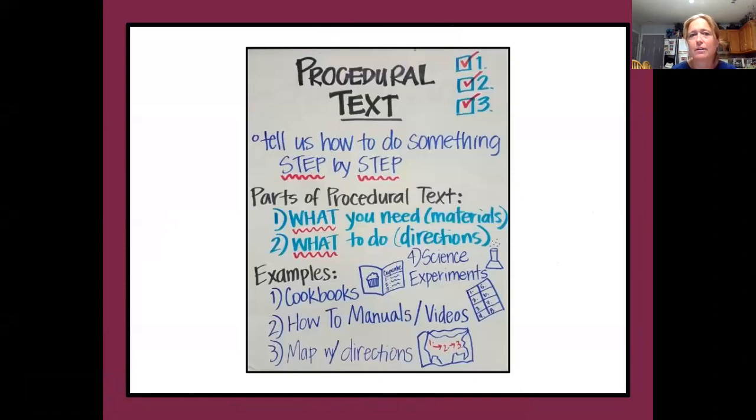Let's review our anchor chart. A procedural text tells us how to do something in steps, directions, or perhaps a recipe. Parts of a procedural text: what you need are your materials or your ingredients. What you do are called your directions. Examples can be cookbooks, how-to manuals and videos, maps with directions, or even science experiments.